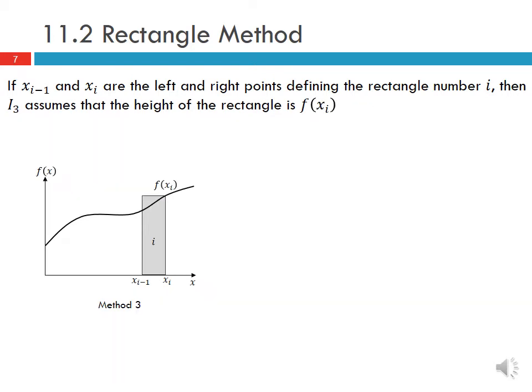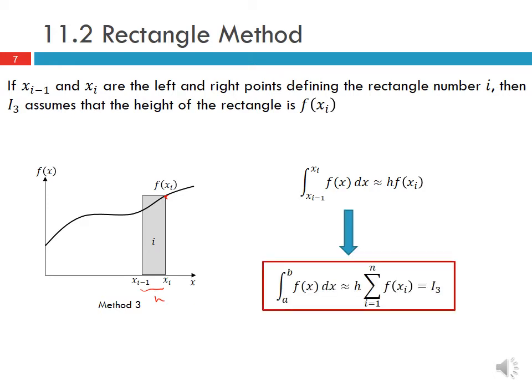And then the third one assumes that the height of the rectangle is given by the value of the function at xi. So here the rectangle is now hitting the top right edge, or it hits the function at the top right edge. So again, for one interval, the integral is approximated as the area of this rectangle. So again, this is h, and then multiplied by the height of the rectangle, which in this case is f of xi. So to get the integral over the whole domain, we approximate this as the sum of the area of all those rectangles. So h times the sum of f of xi.